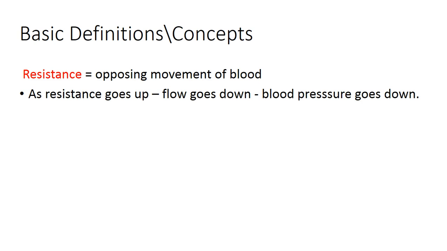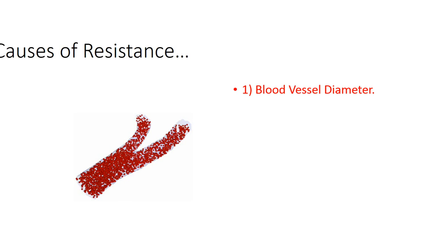So what causes resistance? The first cause of resistance is the diameter of the blood vessel. Which of these blood cells is going to meet the most resistance? The one on the edge or the one in the middle? The answer is the ones on the edge are going to meet more resistance because they're going to be banging up against the side of the blood vessel.